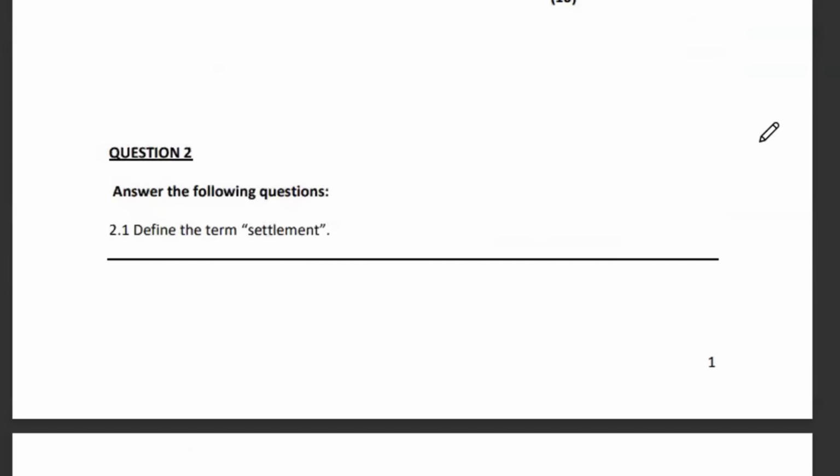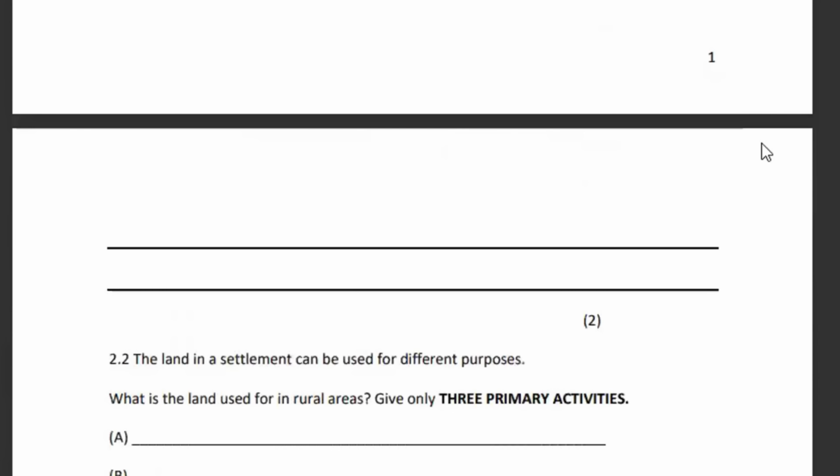So we have our question 2, you define a settlement. A settlement is a place where people live. A place where people live is a settlement. For example, we have types of settlements. Some people live in cities, others towns, others rural areas.